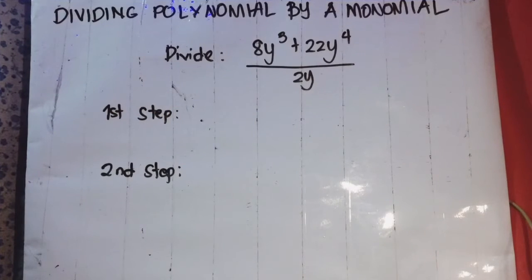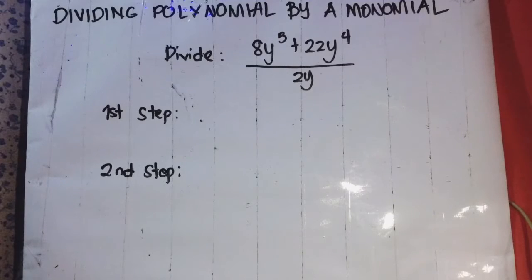Hi, good day. Our topic for today is about dividing a polynomial by a monomial. So in order for us to find the quotient, I will be introducing to you two steps. Say for example, we have to divide 8y to the power of 3 plus 22y to the power of 4 all over 2y. As I have said, there are two steps in finding the quotient.